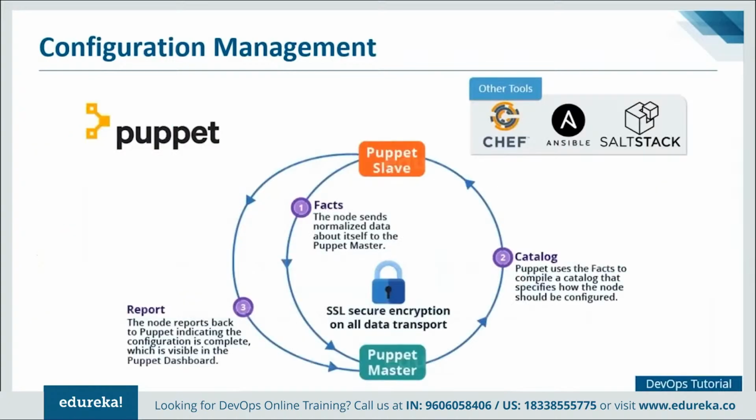Now let's focus on the various tools available for configuration management. We have multiple tools like Puppet, Chef, Ansible, and SaltStack. I'm going to focus on Puppet for now. Puppet is a configuration management tool that is used for deploying, configuring, and managing servers.